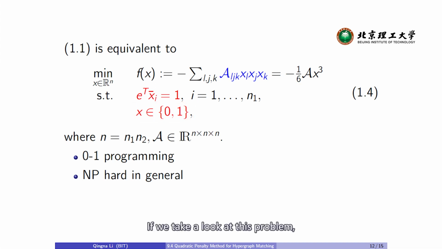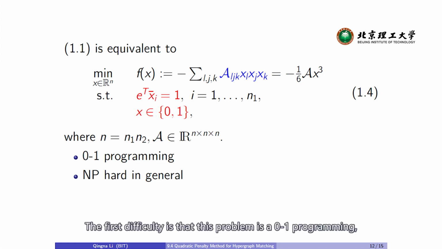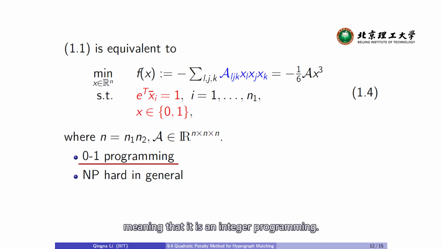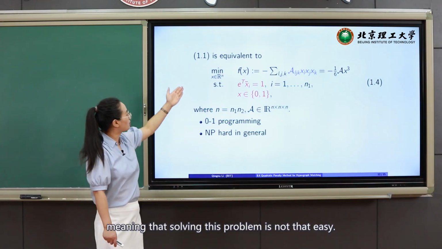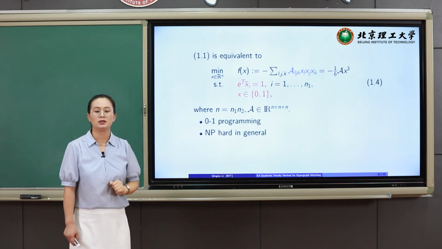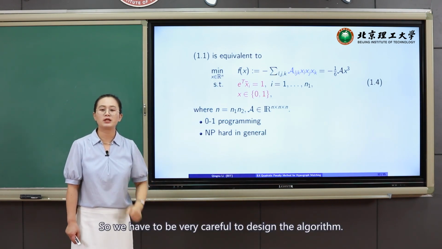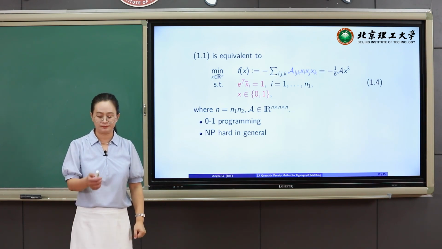So if we take a look at this problem, how can we solve it to get the matching? There are some difficulties. The first difficulty is that this problem is a 0-1 programming, meaning that it is an integer programming. Integer programming is, in general, an NP-hard problem, meaning that solving it is not that easy. So we have to be very careful in designing the algorithm.